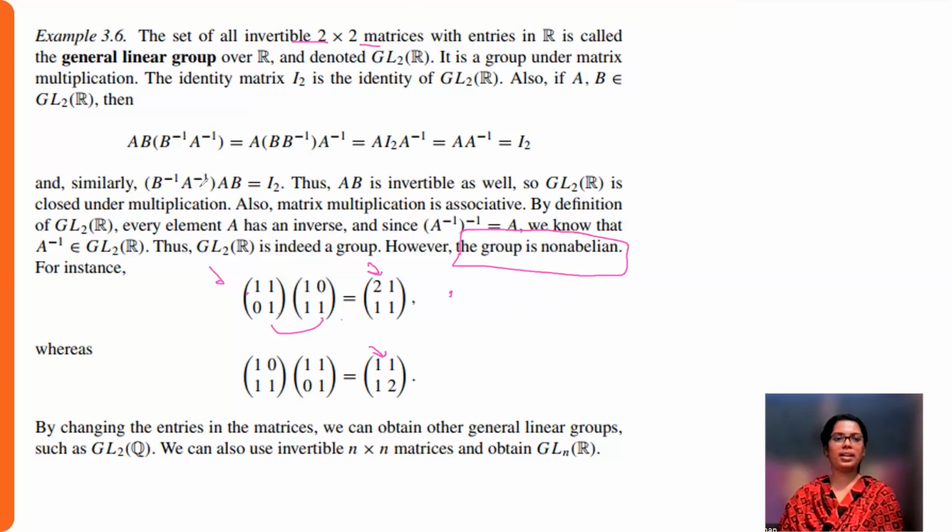Similarly, the group we have defined is over the entries of R. We can change the entries of the matrix to Q as well, and we can find another GL2Q group.